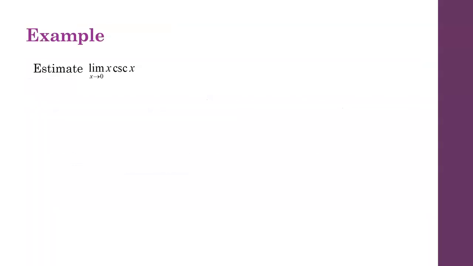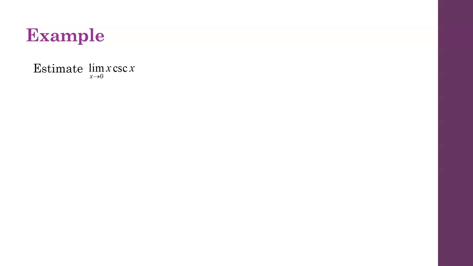So let's look at an example. Suppose I want to know what happens to x multiplied by cosecant of x as x gets closer to 0. I want to estimate that value. To start with, let's first examine this function. If you recall, cosecant of x is the same as 1 over sine of x.